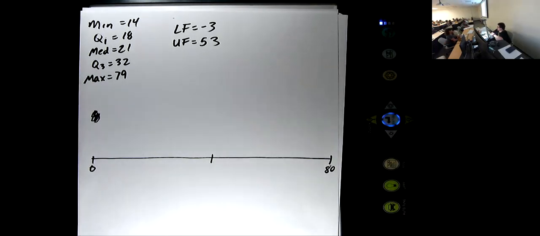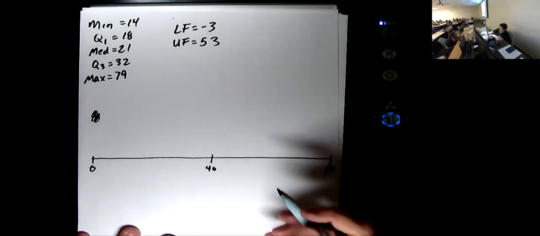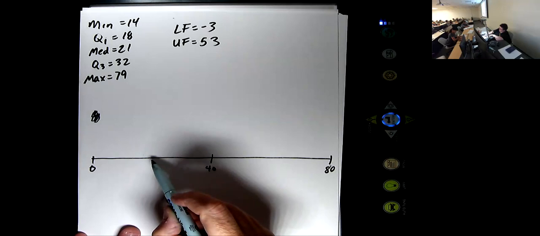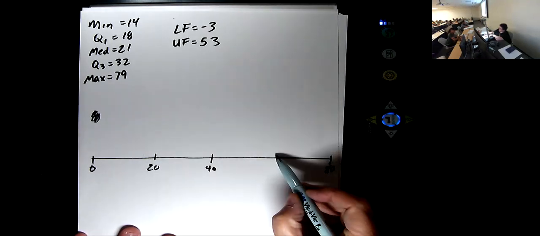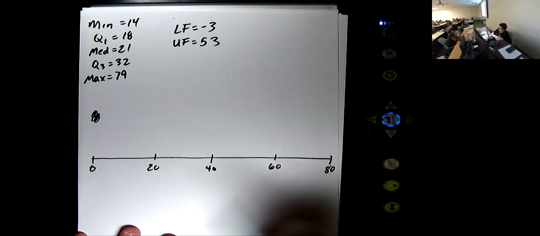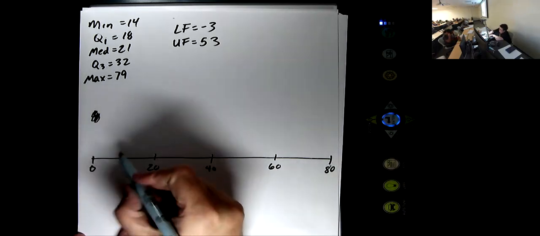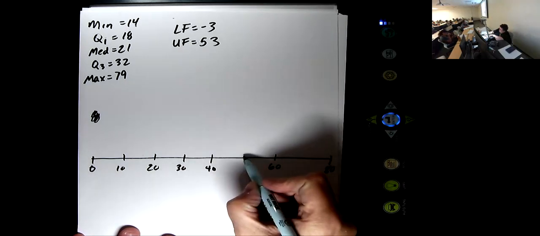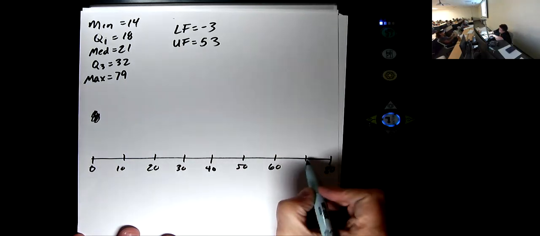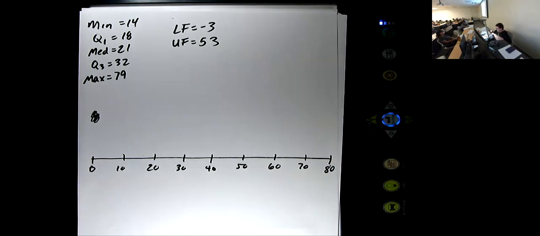What's halfway between 0 and 80? 40. What's halfway between 0 and 40? What's halfway between 40 and 80? 60. And I can keep doing this halving thing. Maybe I'll just show up to the 10s. So now I've got little representative marks on my number line that are approximately evenly spaced out. It's good enough for doing it by hand.